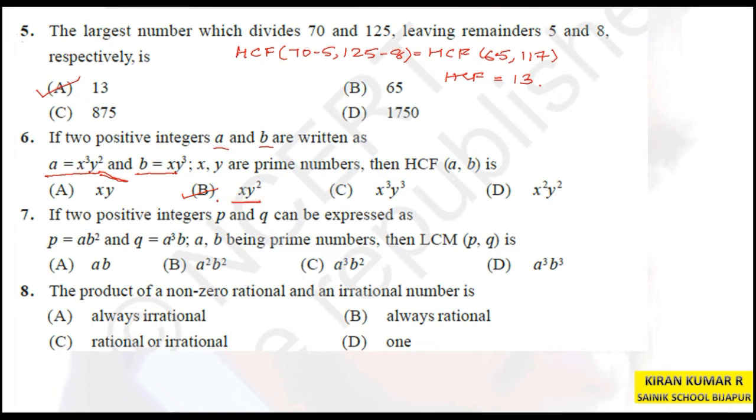Similar to this, we have the seventh question, wherein we have to find out the least common multiple of p and q. Least common multiple means we have to consider all the factors along with their highest power. So the right option is option C, a cube p square. Question 8. The product of a non-zero rational and an irrational number is.